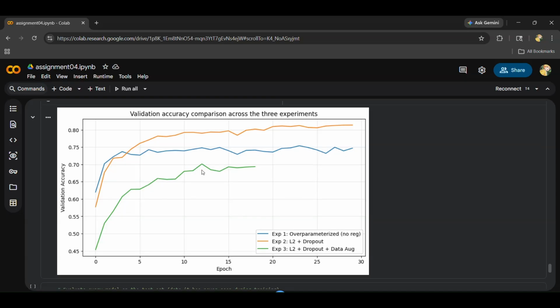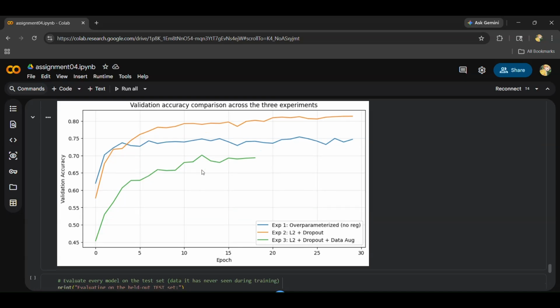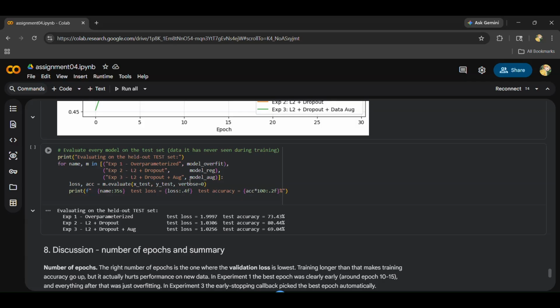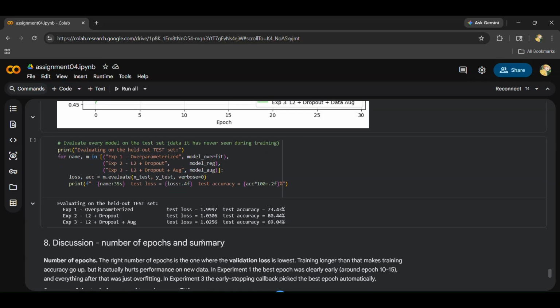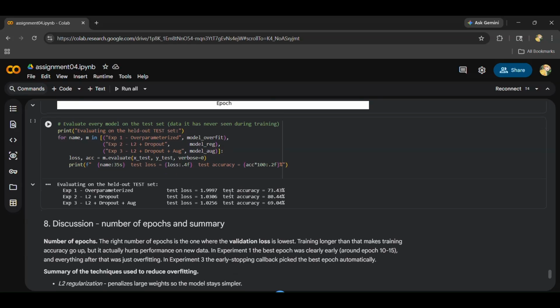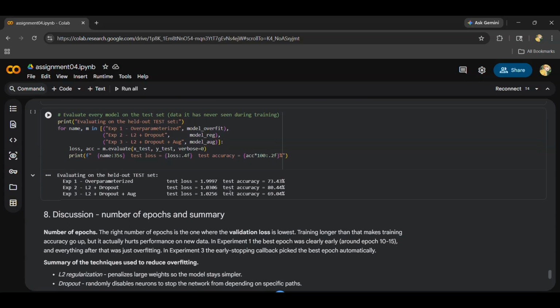Then I evaluated all three models on the test set, data none of them had ever seen. So here is the printed test accuracy. The recommended model is the winner on the test set, which proves that fixing overfitting actually gave me a model that works better on new images, not just on training data.